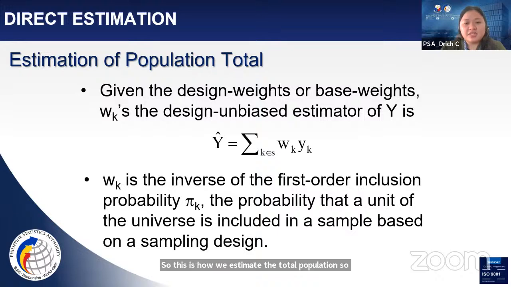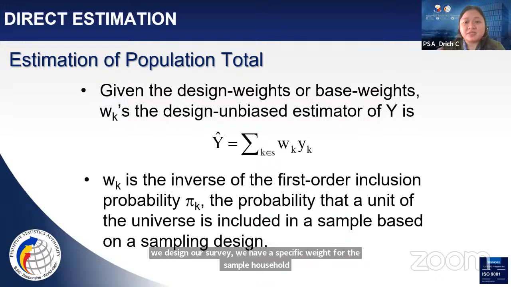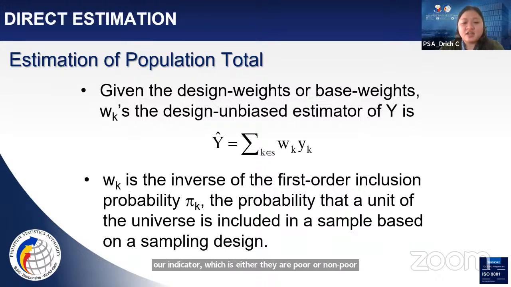So given the design weights or base weights denoted as w sub k, the design unbiased estimator of y is just the summation of the y as the indicator, let's say poor or non-poor, times the weight assigned based on the survey design. For example, when we are estimating the number of poor, as we design our survey, we have a specific weight for the sample household. We multiply that weight to our indicator, which is either poor or non-poor, and then get the summation. That becomes y hat, the sum of the weighted poor based on the survey design that we have conducted.